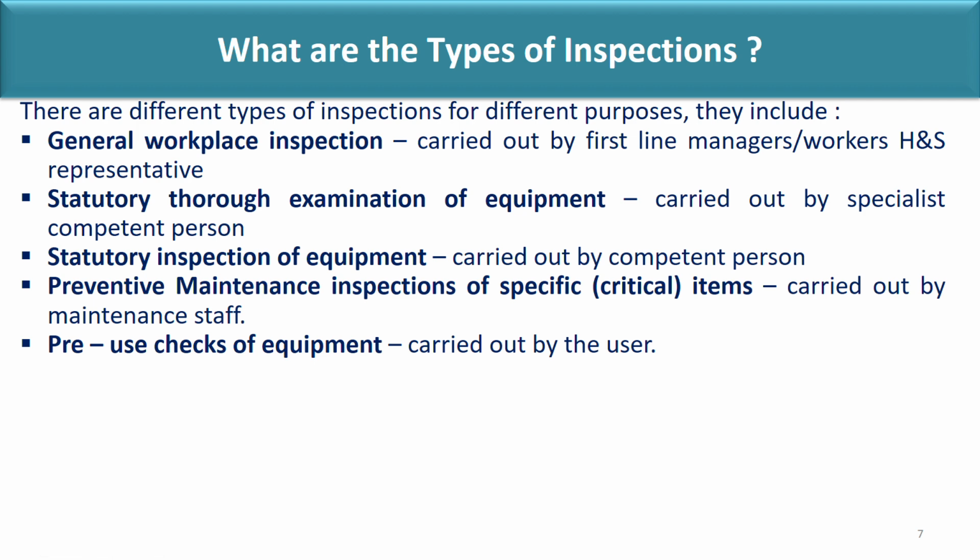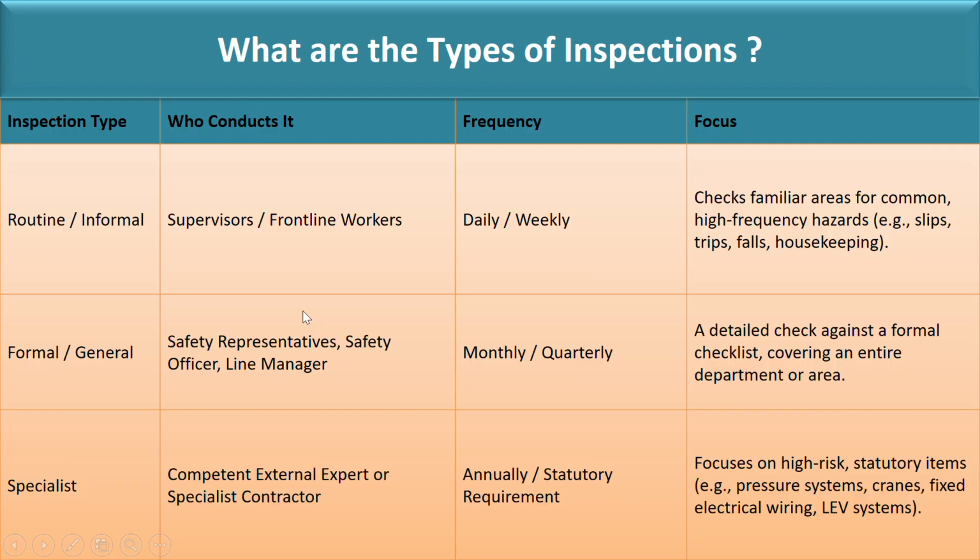What are the types of inspections? As in the start we discussed, now we are again discussing the types of inspection. General workplace inspection is carried out by the first line manager, worker or health and safety representative. Statutory thorough examination of equipment is carried out by a specialist competent person. Preventive maintenance inspection of specific critical items is carried out by maintenance staff. Pre-use checks of equipment are carried out by the user, meaning the operator of the machine.